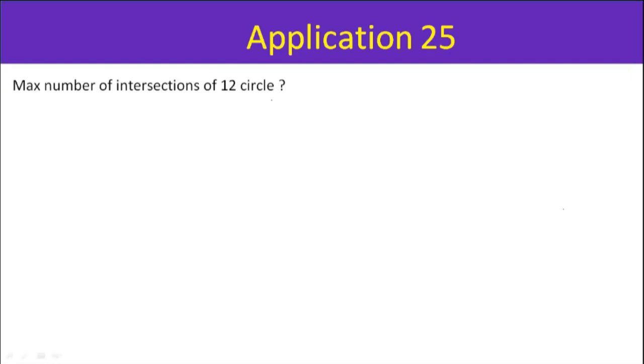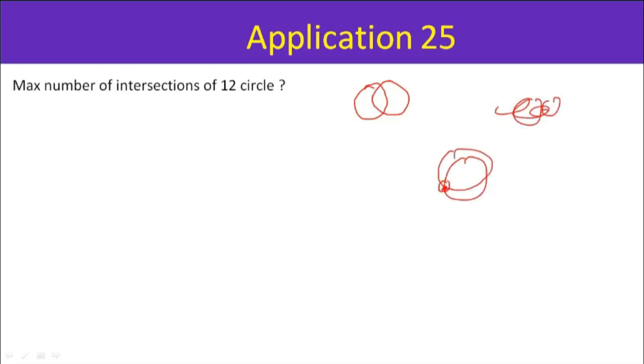How many minimum circles do I need for an intersection? I need 2 circles. If I have 2 circles, how many maximum number of intersection points can I have? No matter where I keep the circles, I can always have 2 intersection points. Simple. In how many ways will I select 2 circles? 12C2. If I have 2 circles, the number of intersection points will be 2. This becomes your answer. One liner, 10-second questions, but this is a difficult question. Not everyone is able to understand it.